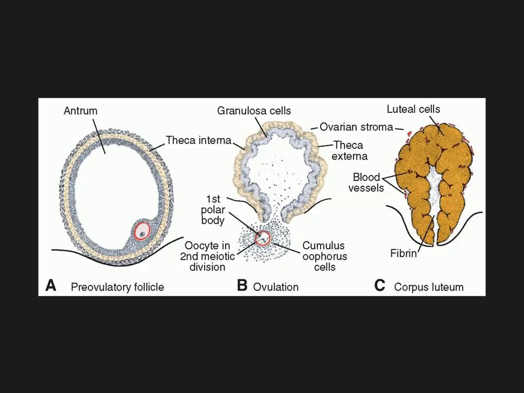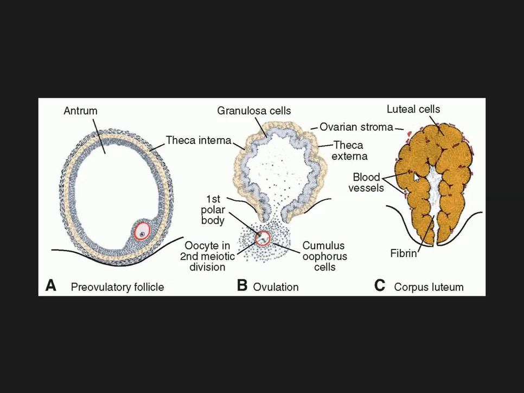The subsequent fate of the corpus luteum depends on whether the ovum is fertilized or not. If the ovum is not fertilized, the corpus luteum persists for about 14 days. During this period, it secretes progesterone. It remains relatively small and is called the corpus luteum of menstruation. At the end of its functional life, it degenerates and forms a mass of fibrous tissue called the corpus albicans.